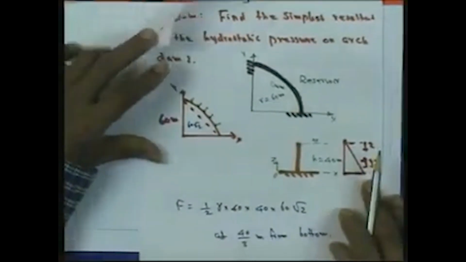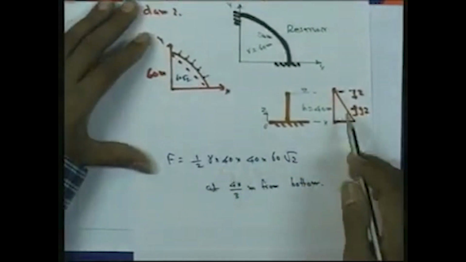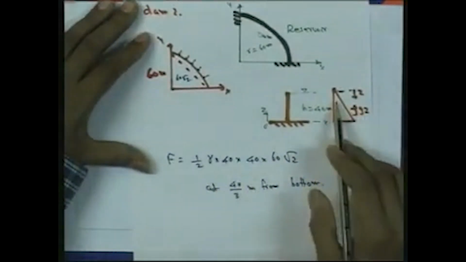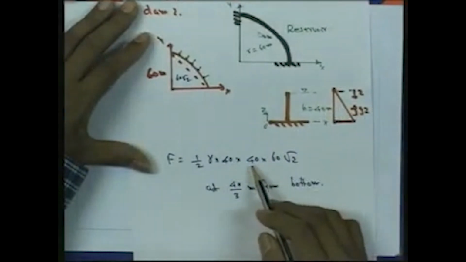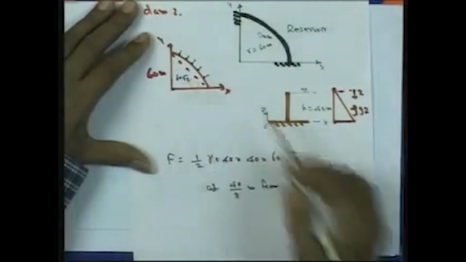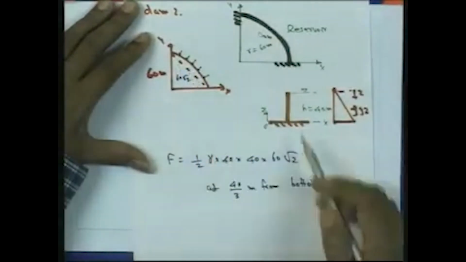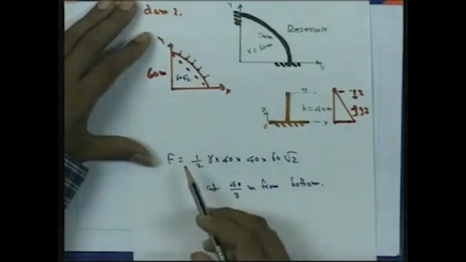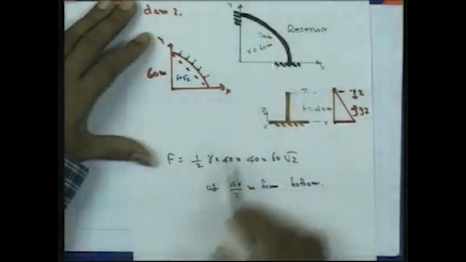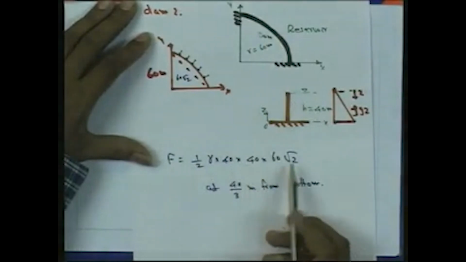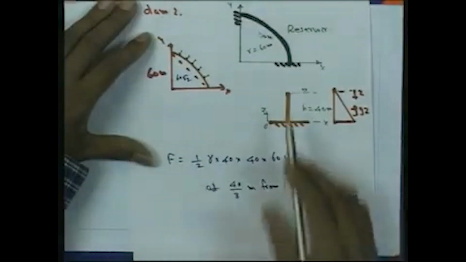So finally we can determine the resultant force as half gamma into this 40, which is the height, multiplied again by 40 into 60 root 2, which is the area on which it is acting. So the simplest resultant in this case for this arch dam will be half gamma into 40 into 40 into 60 root 2, where gamma is the specific weight of water, and this will be acting at 40/3 from the bottom. So this is how to find the simplest resultant of the hydrostatic pressure on an arch dam. Now one more problem we will consider.